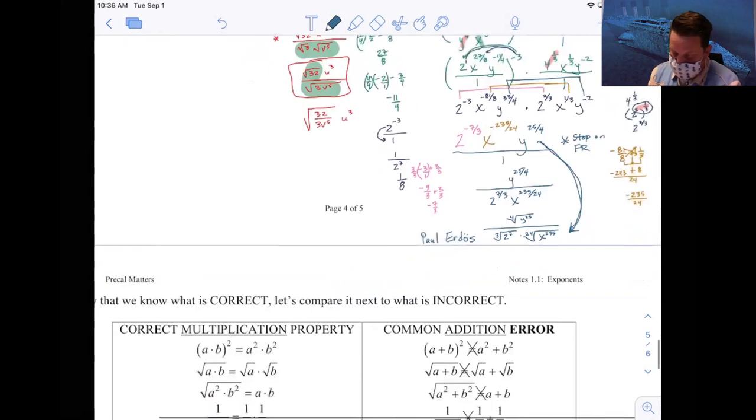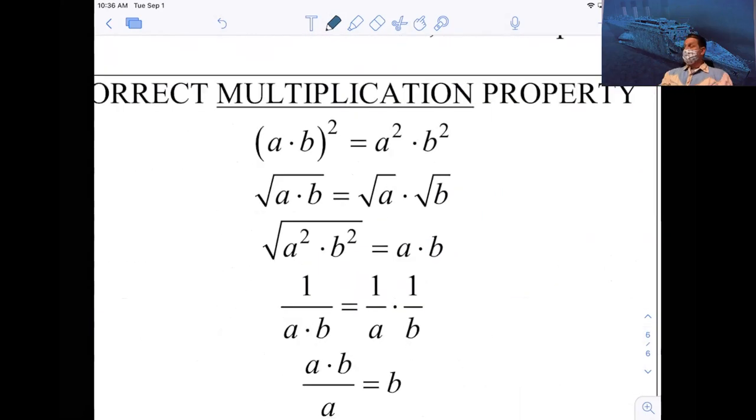Okay, let's look at this table right here. It's good to know what to do, but it's also good to see things that are not what you're supposed to do. How are we doing on time? We've got an hour. Okay, let's get to this table and then we'll stand up and take a break. All right.